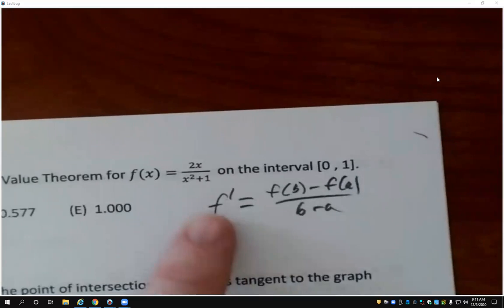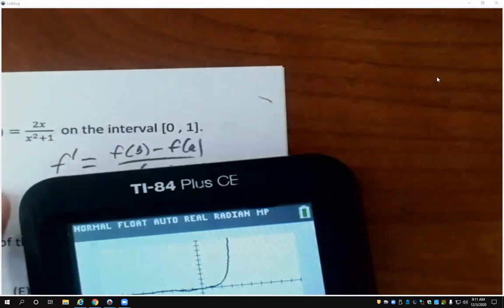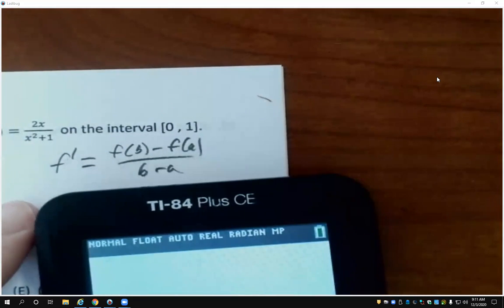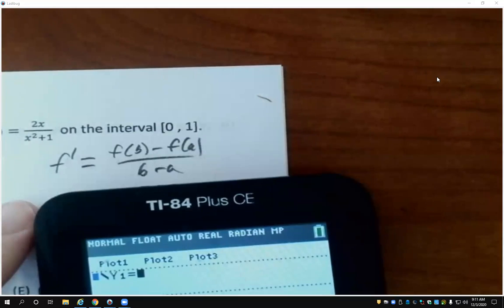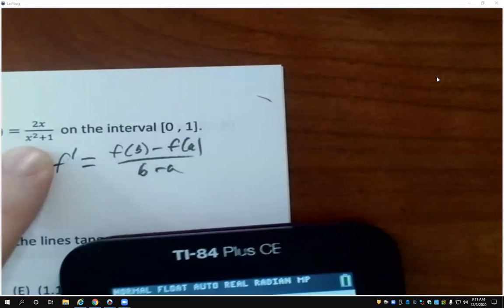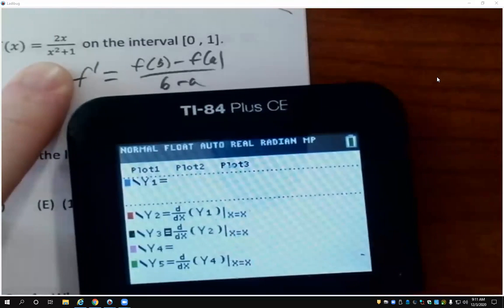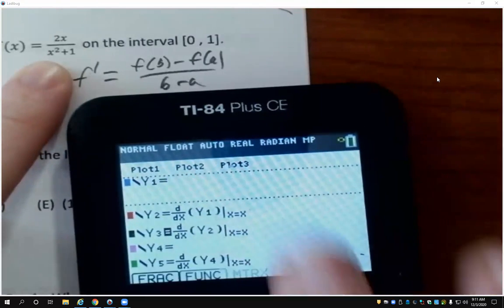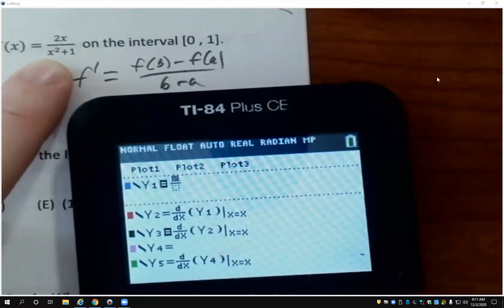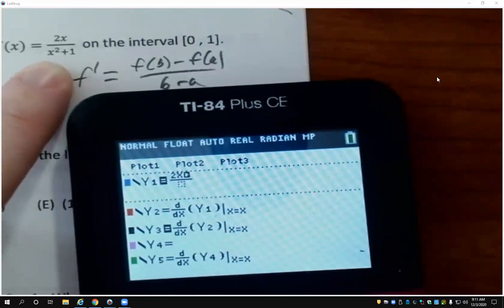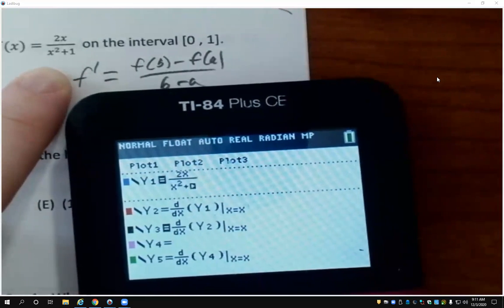You could plug numbers into this, and I'm going to show you one more time, there's an easier way. So I'm going to go to y equals. I'm going to clear out my y1, and I'm going to type in this function. So I am going to use my fraction button here because I got a fraction. And I have 2x in the numerator, and I have x squared plus 1 in the denominator.